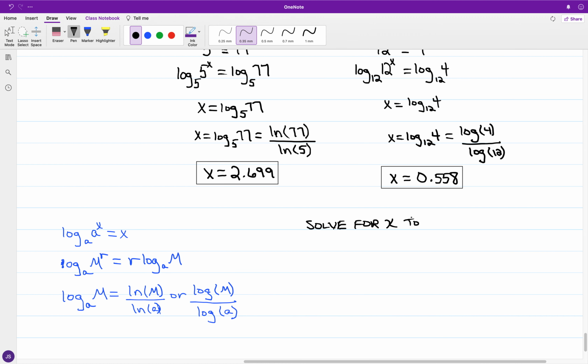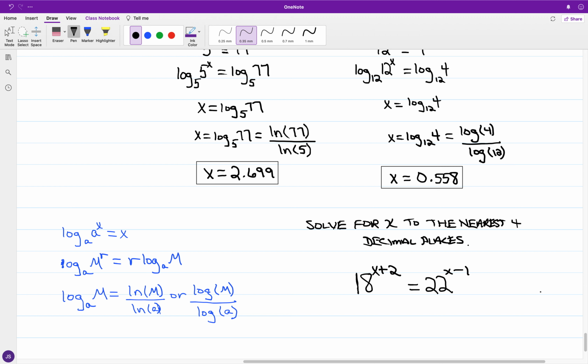So if I'm looking at solving for x to the nearest 4 decimal places, okay, and let's say that we have 18 to the x plus 2 is equal to 22 raised to the x minus 1.